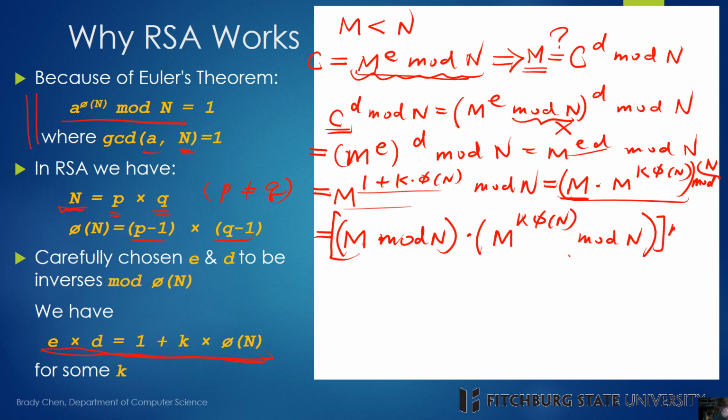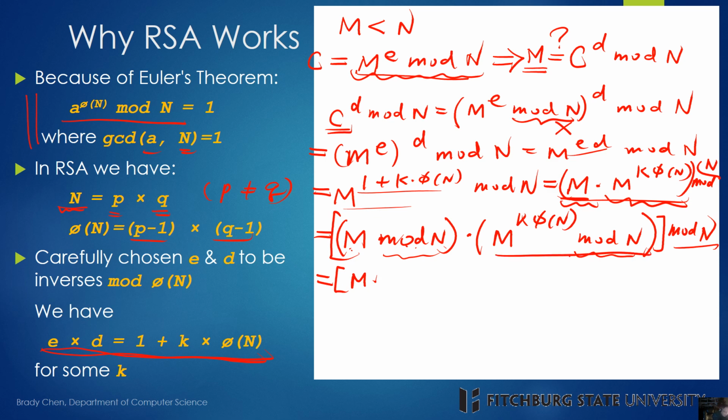Now the whole thing under mod n. So we can separate these by calculating the modular operation for each first, and then do the modular operation. Now the first one is nothing because m is less than n. So m mod n is actually the same as m, right? Now the second one, what is the second one?